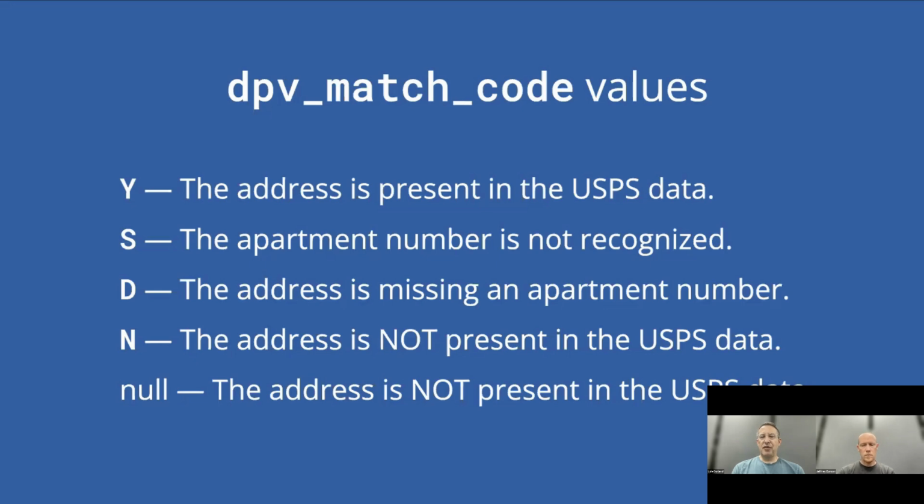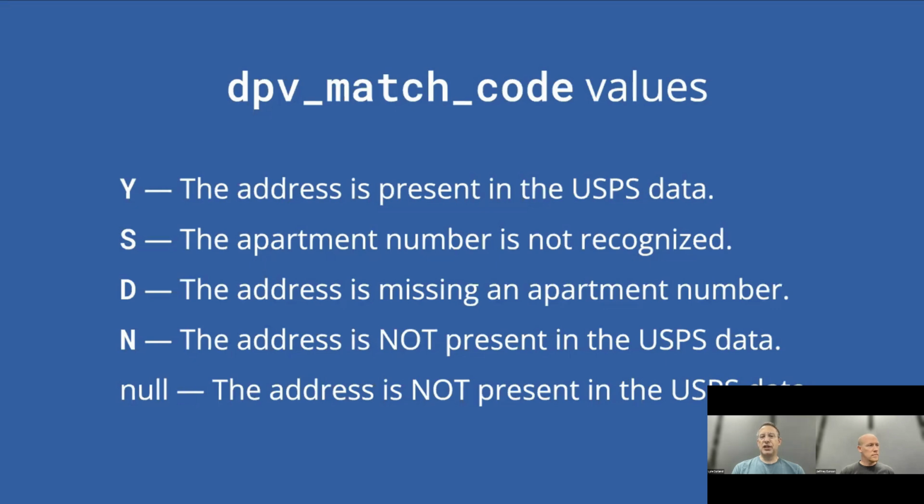A DPV match code of S means that the base address is good, but the apartment number that was submitted is not recognized. A DPV match code of D indicates the address is missing an apartment number or suite number. And the DPV match code of N, the address is not present in the USPS data. And null, as in if the DPV match code doesn't show up at all, that also indicates the address is not present in the USPS data.